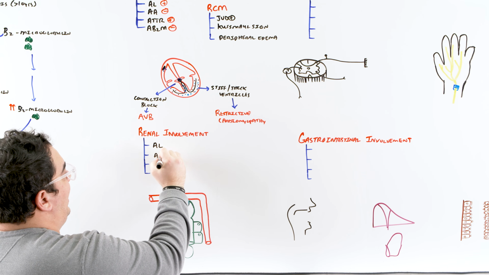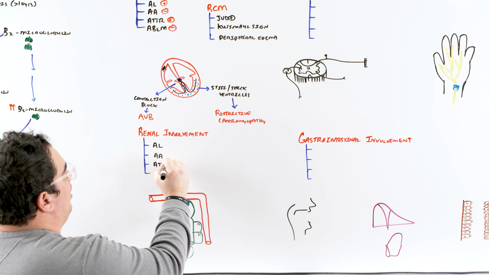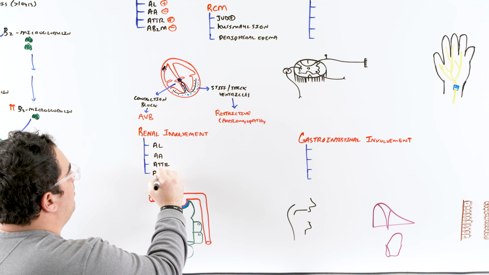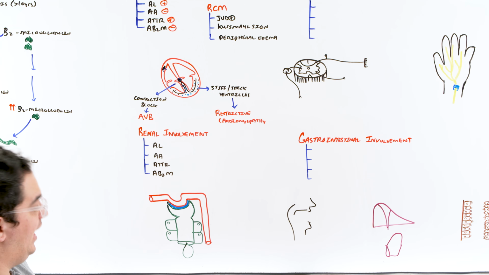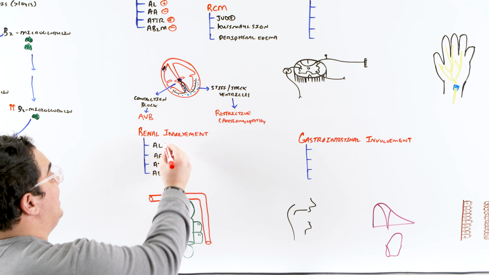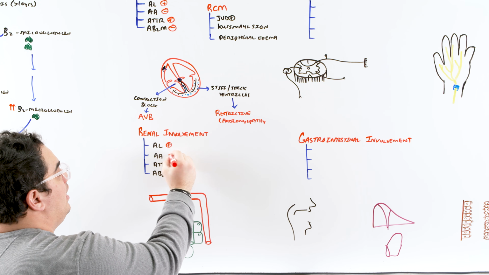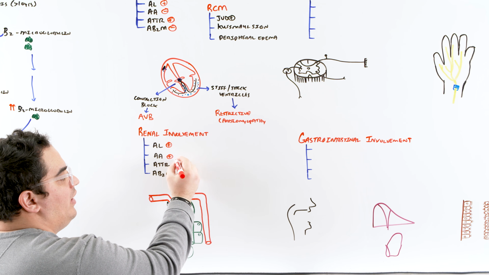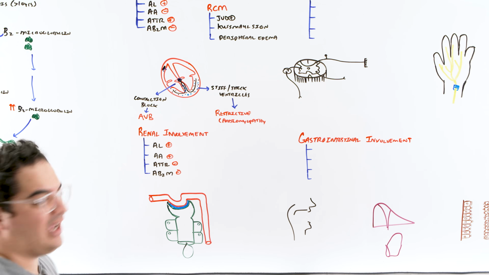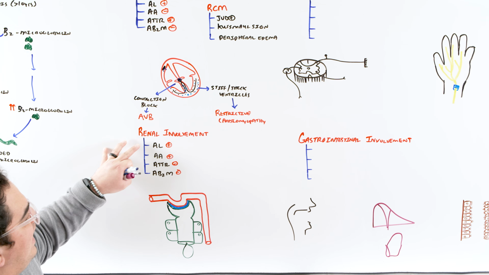AL, AA, ATTR, and then A beta-2 microglobulin. It's really only going to be two. It's going to be the light chain and the serum amyloid A1. These ones do not have any kind of renal involvement. So the question is how do these do that?